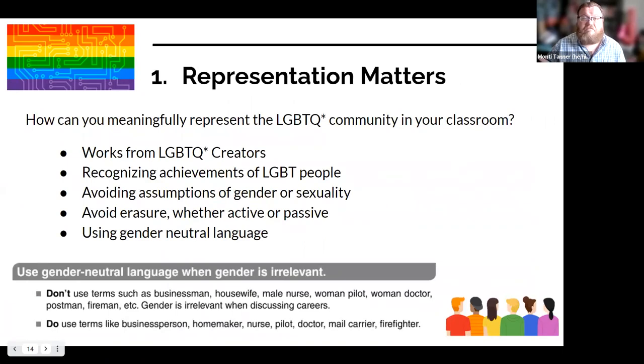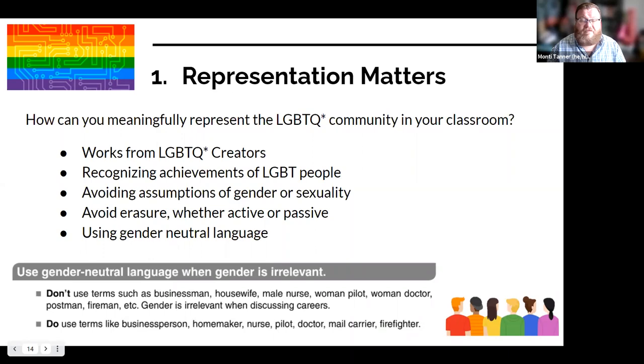So how do we meaningfully do this in our classroom? Let's make sure that we include works from LGBTQ creators. Let's try and recognize achievements of queer people throughout history. Avoid assumptions of gender or sexuality. Avoid erasure, whether active or passive, and we will talk about that in a minute. And use gender-neutral language. This is something that I think can be put into any course at any time, being careful of gender-neutral language.